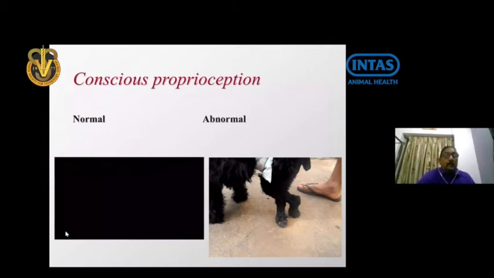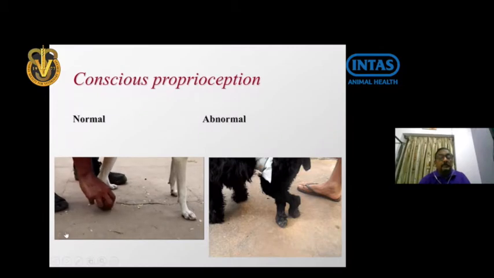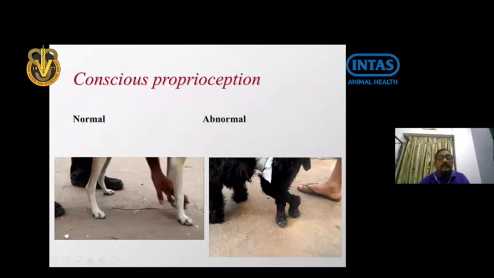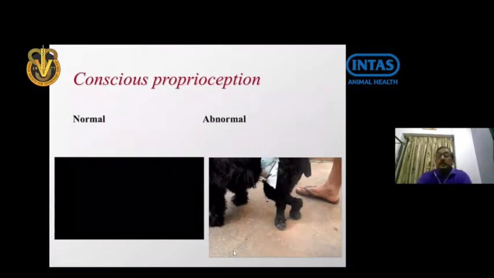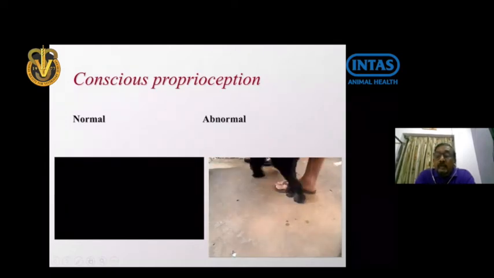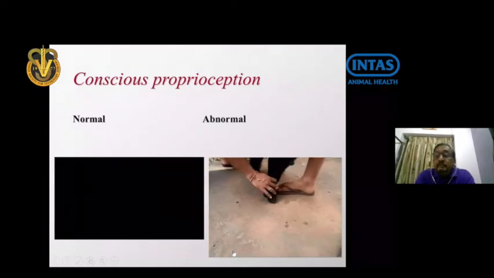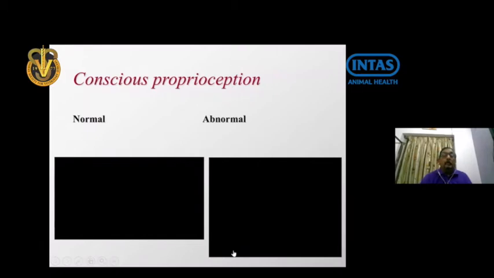So I put my hand under the abdomen. You have to put your hand to support the animal and do it. Now you see it does very quickly. And obviously, even looking at this picture, the conscious proprioception in this dog is completely gone. Indicating a really serious spinal issue. It's completely absent. So you need to know the difference between the normal and the abnormal.